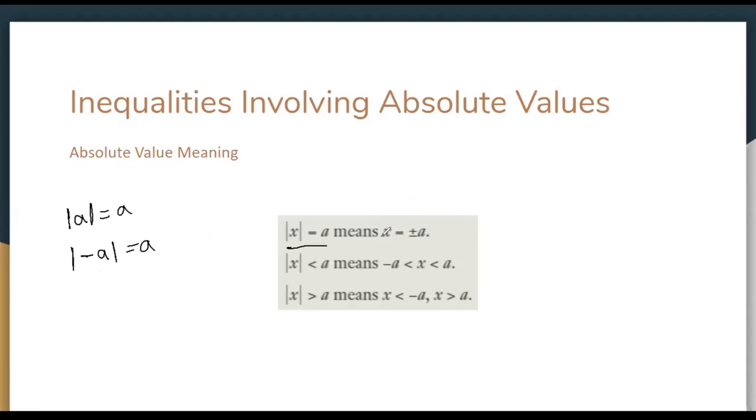And so another thing we do with absolute values is if the absolute value of x is less than a, this means that x is going to be between negative a and a. And if our absolute value is greater than a, that means that x is going to be less than negative a or x is going to be greater than a. So we can use these in some examples. So let's go over a few.